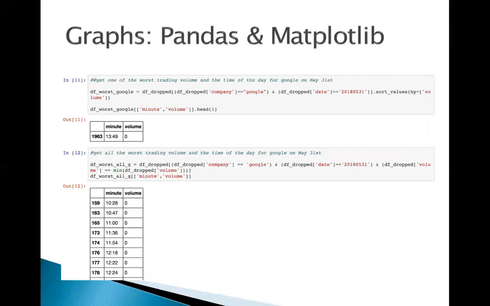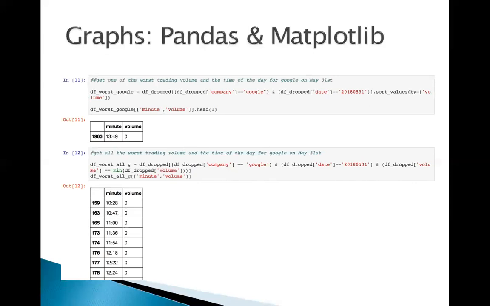Now we can start. We started querying against our data frame, and the first challenge we put ourselves to was to find out what was the worst trading volume for any given time for the day for Google. In this case, you can see we had a query, and you can see that at time 13:49 there was zero volume for Google.